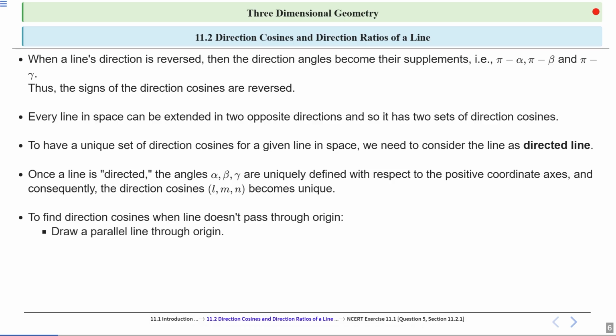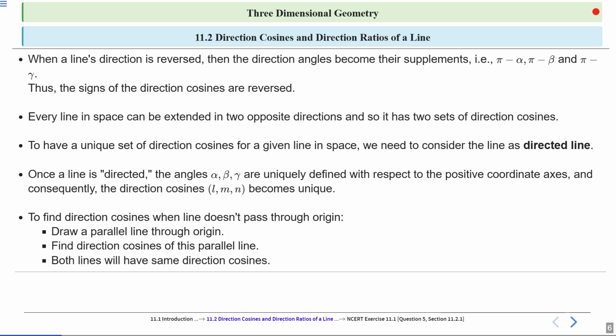So now to find direction cosines when the line doesn't pass through the origin, the first step is to draw a line through the origin that is parallel to the given line. Next, we find the direction cosines of this parallel line through the origin. Since the direction of the line has not changed, the direction cosines we calculate here will be the same as those for the original line.